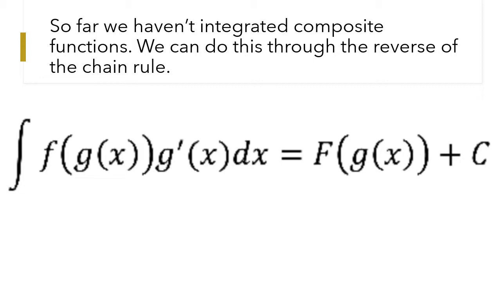If I have a composite function multiplied by the derivative of the inner function, the answer to that is the antiderivative of the composite function. So here capital F is the antiderivative of little f.